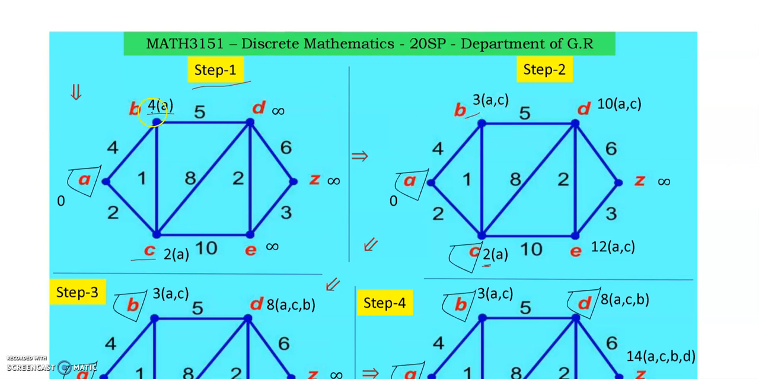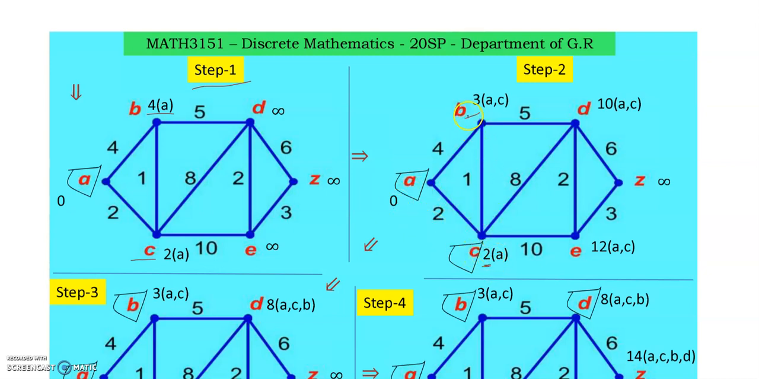Now you see we have 4 inside bracket A, but after fixing this minimum value for C, now you have to relax the nearest vertices, which means B, D, E. So what we are doing, now you see here. Now what is the distance for A? It is 0. Here for C minimum 2.